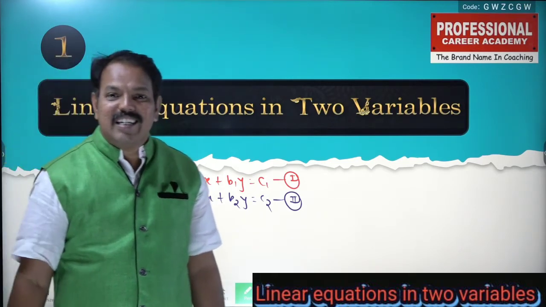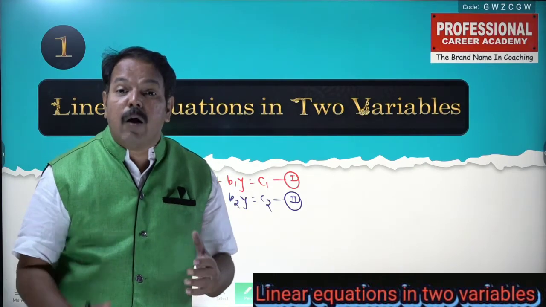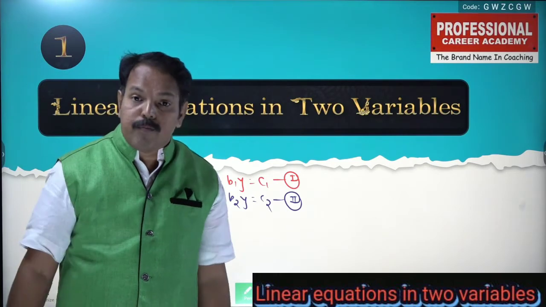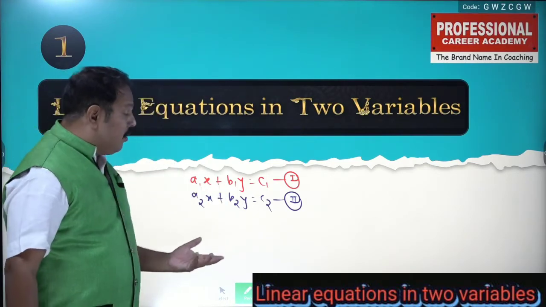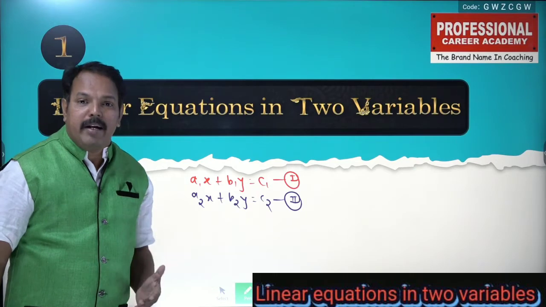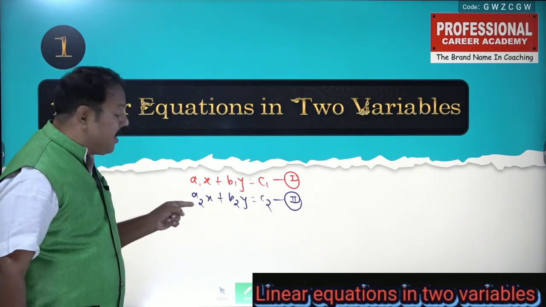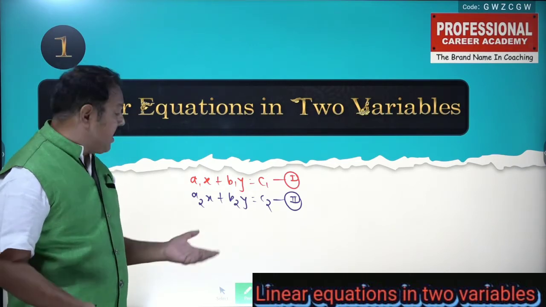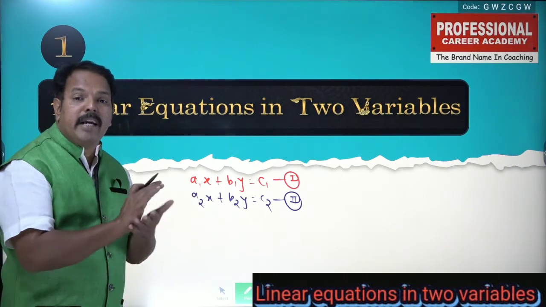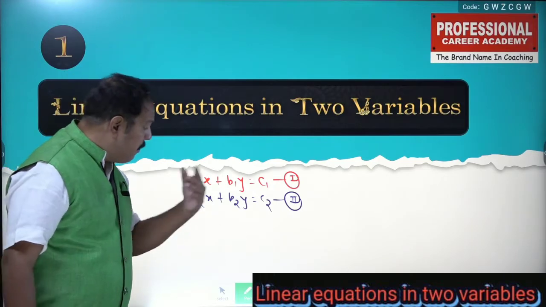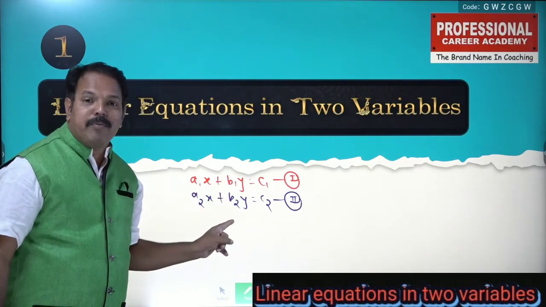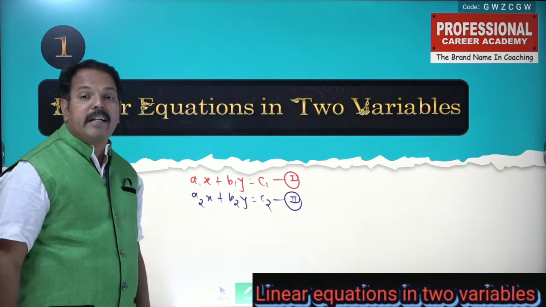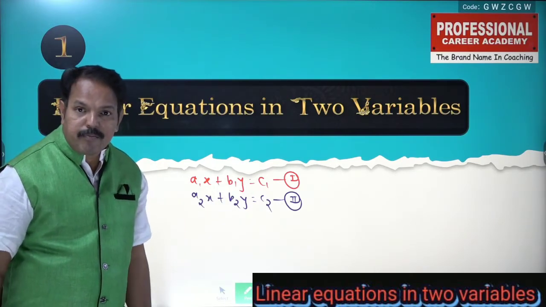Elimination means we have to eliminate at least one of the variables from the two equations. Then the question arises, how to eliminate. See here, if a1 and a2 are the same, if these two coefficients of x are the same, then directly we can subtract these two equations so that x gets cancelled. If b1 and b2 are the same, then directly we can subtract these two equations so that y gets cancelled, and you will get the value of x.